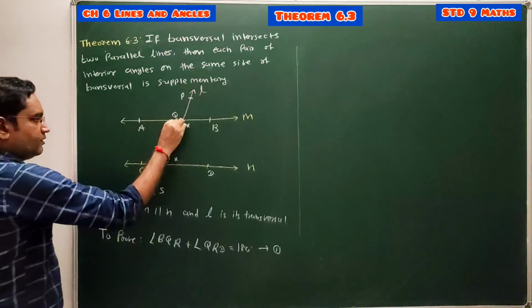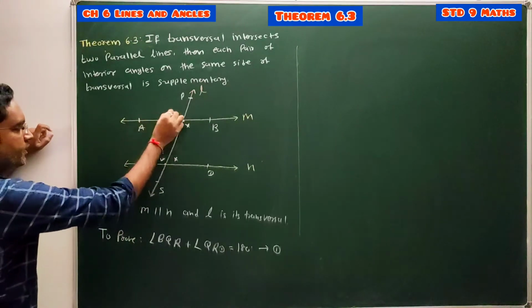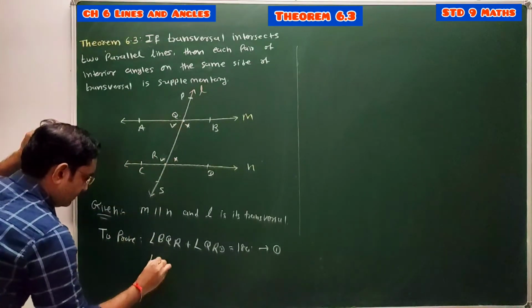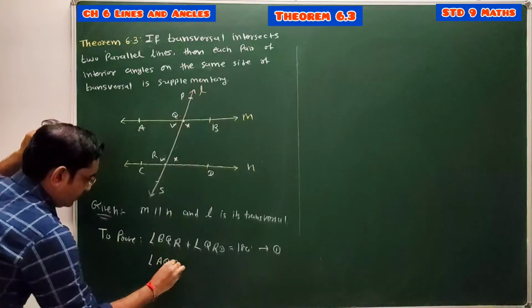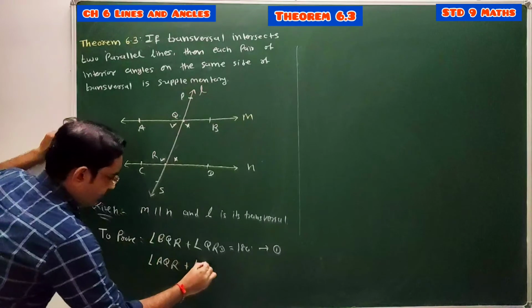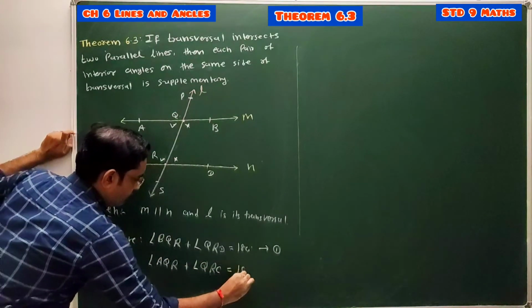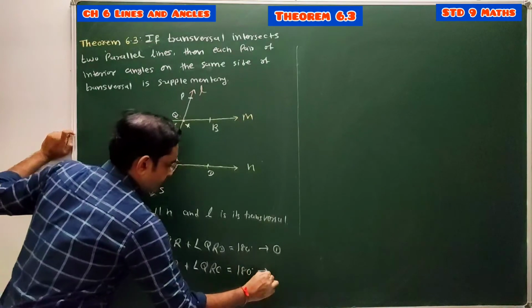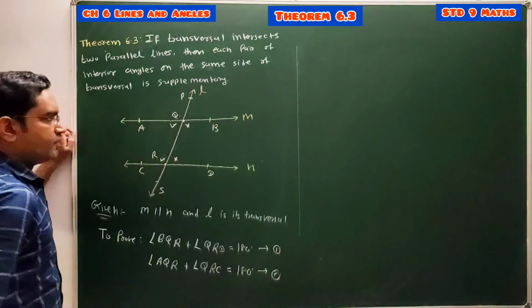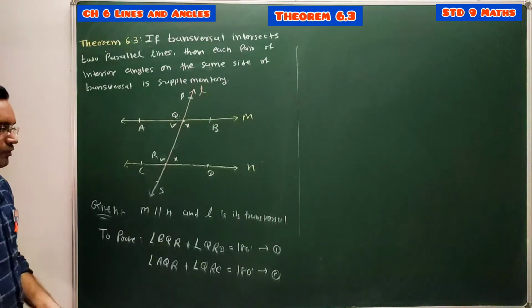Second pair is this one, these two angles. So this one is angle AQR plus angle QRC, this one, is equal to 180 degrees. So interior angles on the same side of the transversal are supplementary angles, that you have to prove. Done?